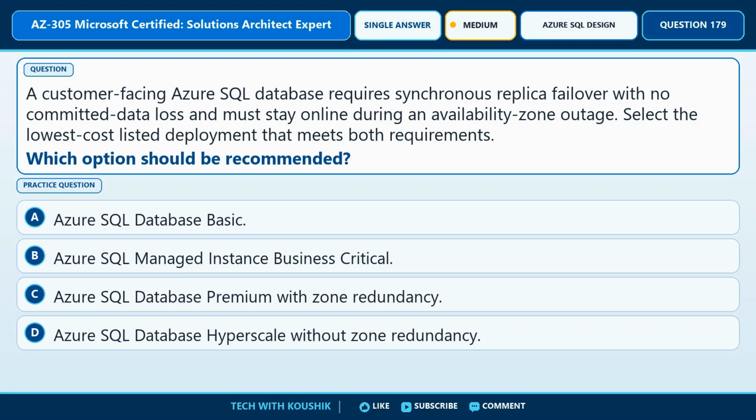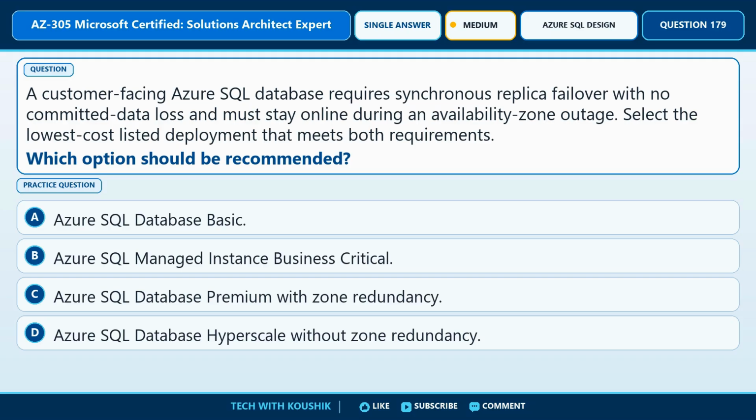Proceed to question number 179. A customer-facing Azure SQL database requires synchronous replica failover with no committed data loss and must stay online during an availability zone outage. Select the lowest cost listed deployment that meets both requirements. Which option should be recommended?